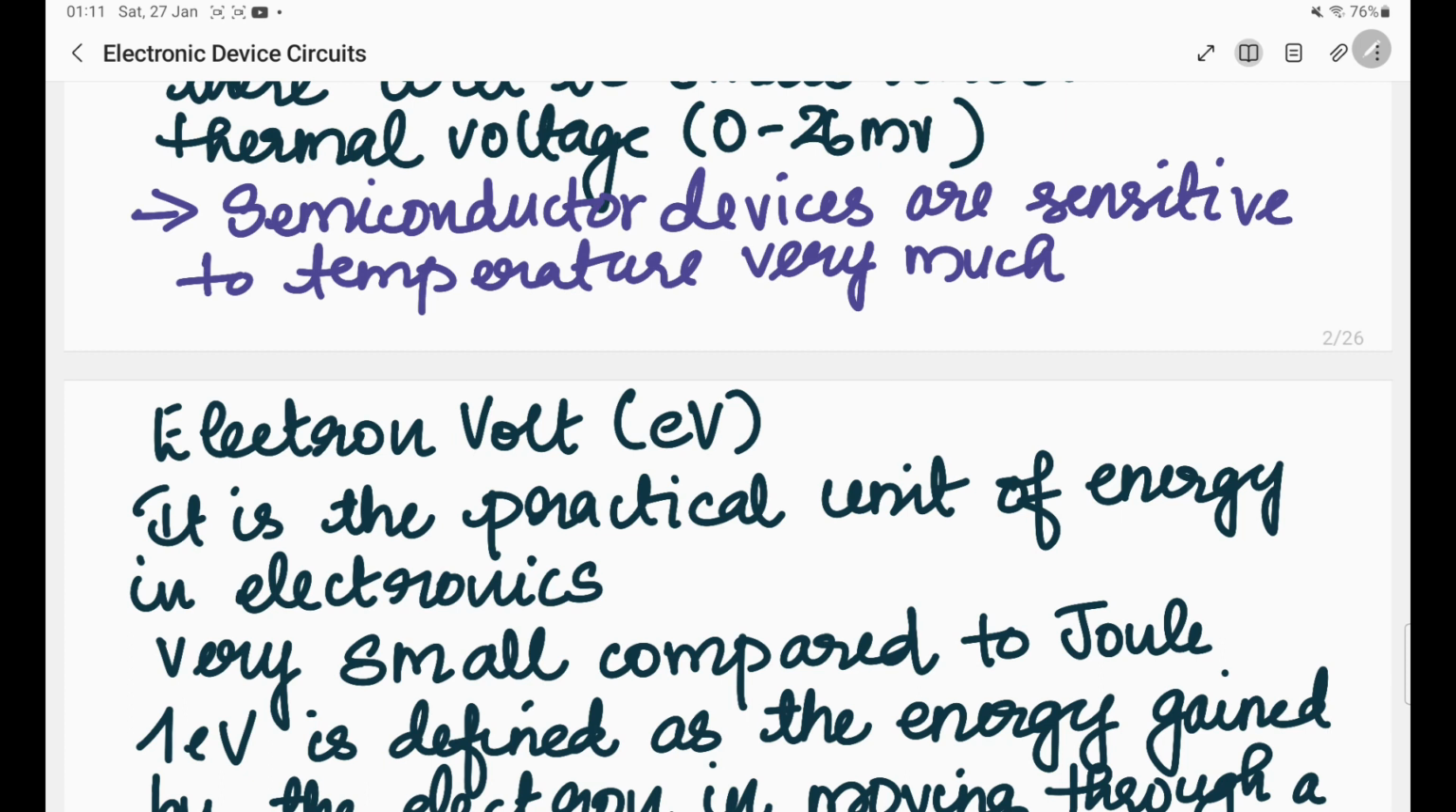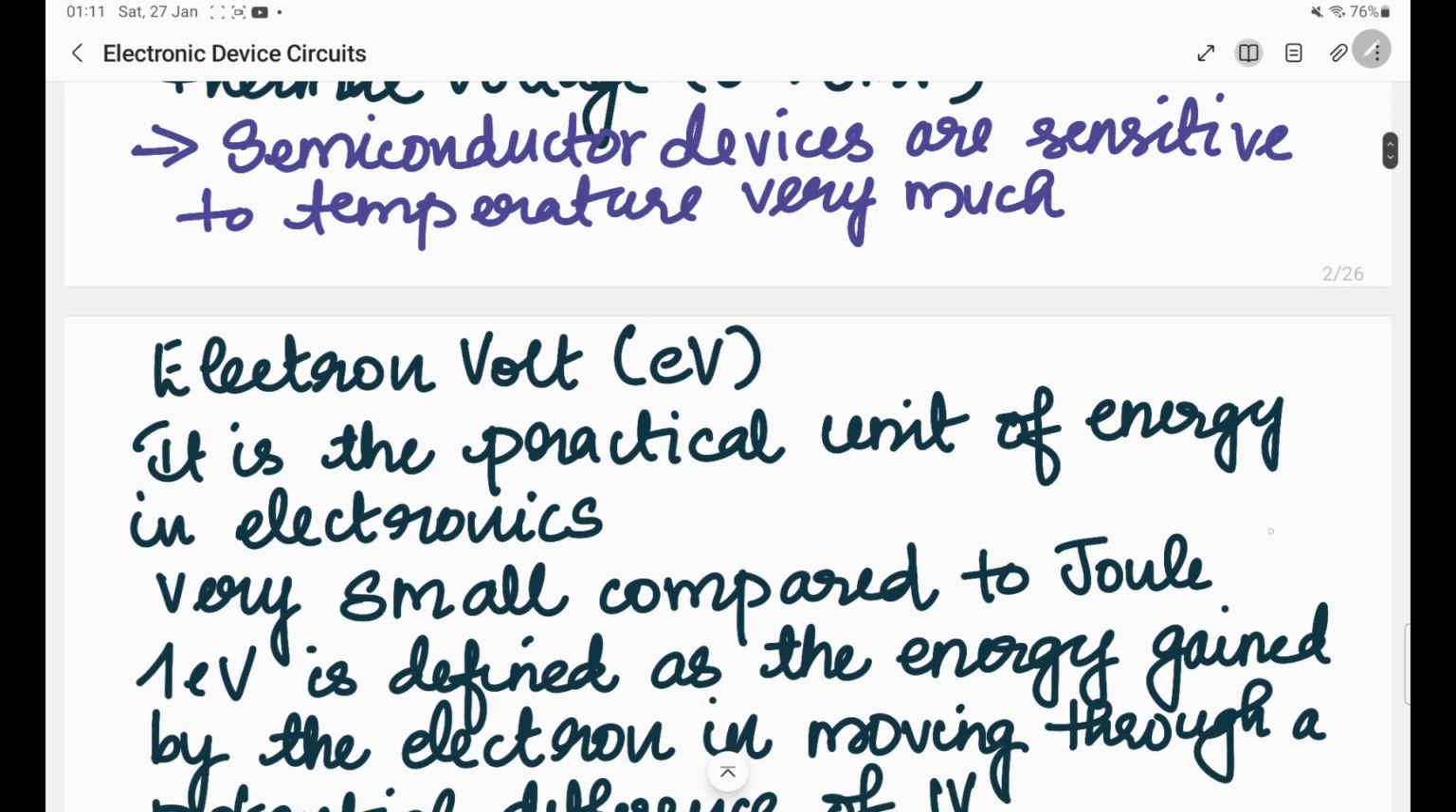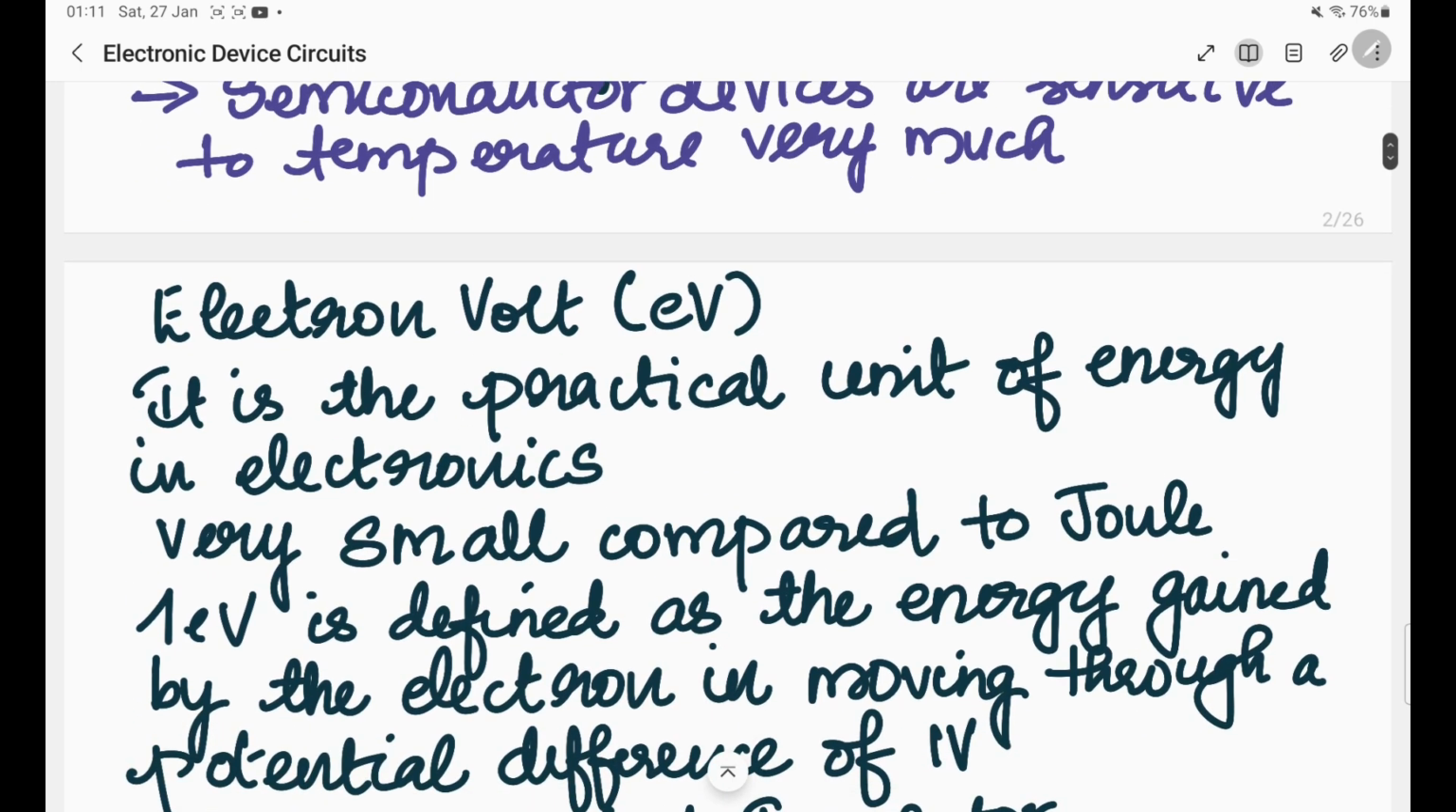So what is an electron volt? Electron volt is defined as the energy gained by the electron in moving through a potential difference of 1 volt. So when an electron gains energy in moving through a potential difference of 1 volt, it is called the electron volt. It is a practical unit of energy in electronics, and it is very small compared to the joule.